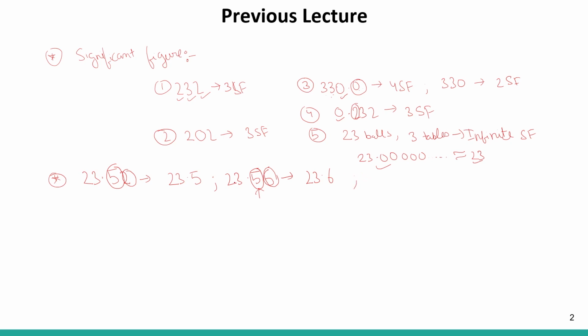Now what happens when the number you are dropping is equal to 5? We will see the last digit which remains after dropping off the digits. If it is odd, then we will add 1 to it, so it becomes 23.2. Now suppose this number is even. We will not do anything, we will just drop off the number. So this number is even and the dropped digit is 5, so we will just write it the same. It will be 23.4.